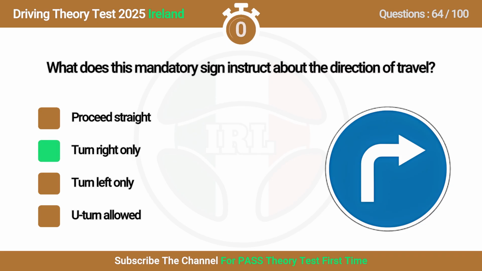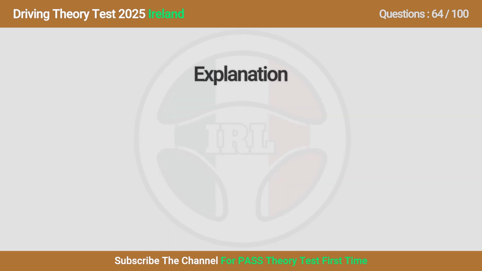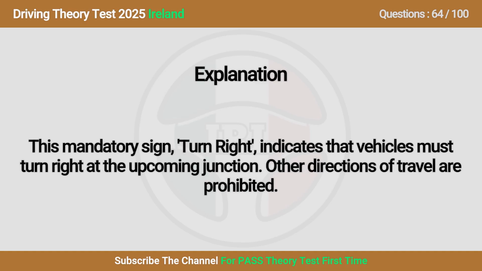Answer is B. Turn right only. This mandatory sign, turn right, indicates that vehicles must turn right at the upcoming junction. Other directions of travel are prohibited.